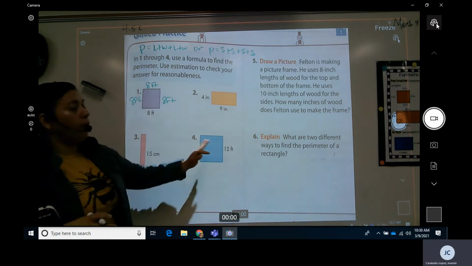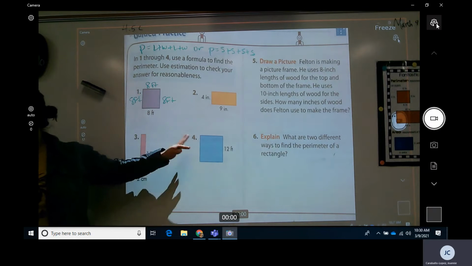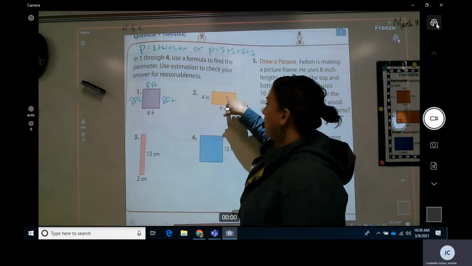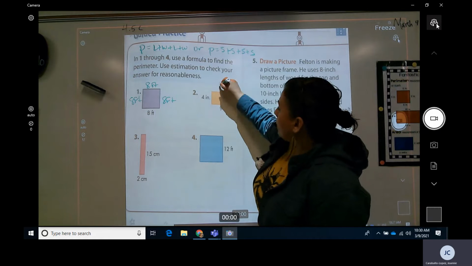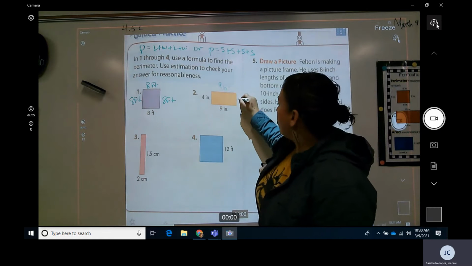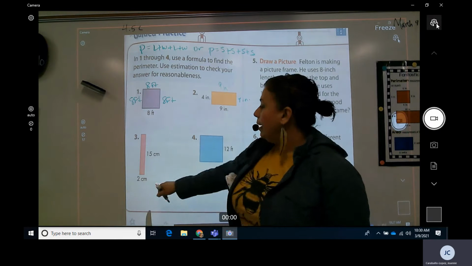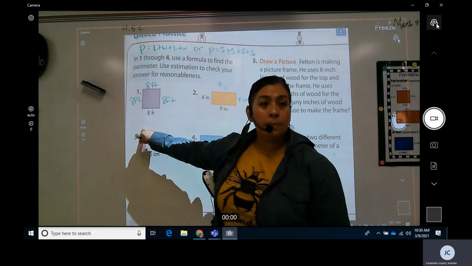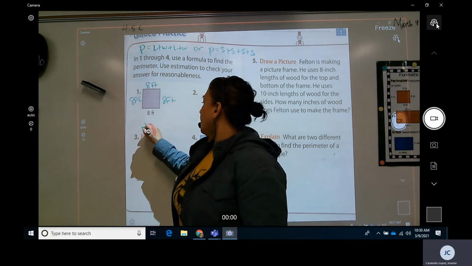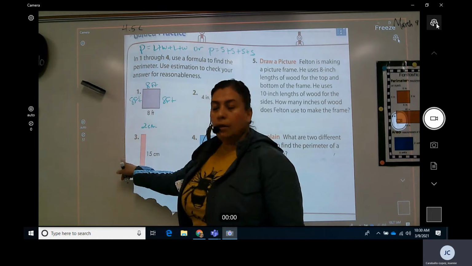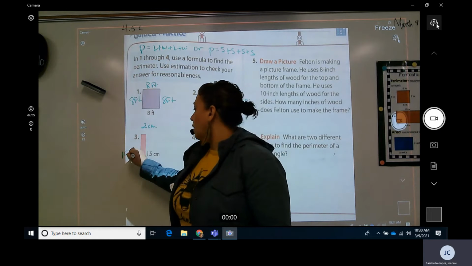So I want to go around to all of them and go ahead and fill them in. So if this is 9 inches, then what is this going to be? 9 inches, right? And if this is 4, what is this side going to be? 4 inches. Go ahead and do that. So if you have 2 centimeters here, what's the top going to be? 2 centimeters, right? And if this is 15 centimeters, what is this side going to be? 15 centimeters.